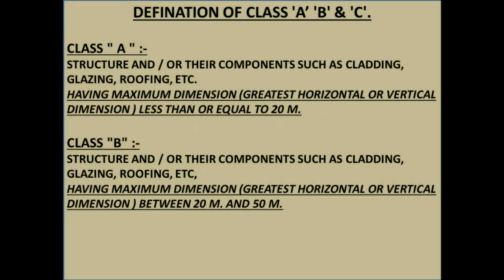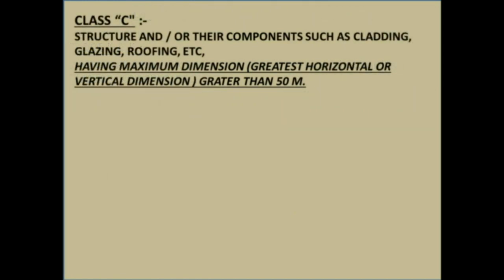Definition of Class A, B and C building. Class A: structures and their components such as cladding, glazing, roofing, etc., having maximum dimension, greatest horizontal or vertical dimension, less than or equal to 20 meters. Class B: same components having maximum dimension between 20 meter and 50 meters. Class C: same components having maximum dimension greater than 50 meters.